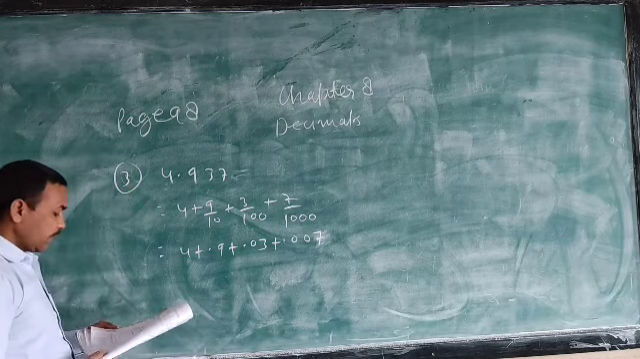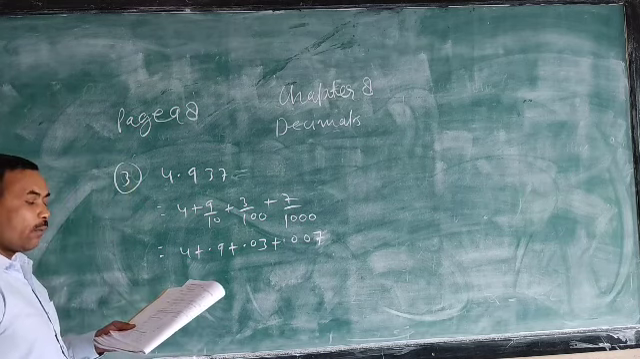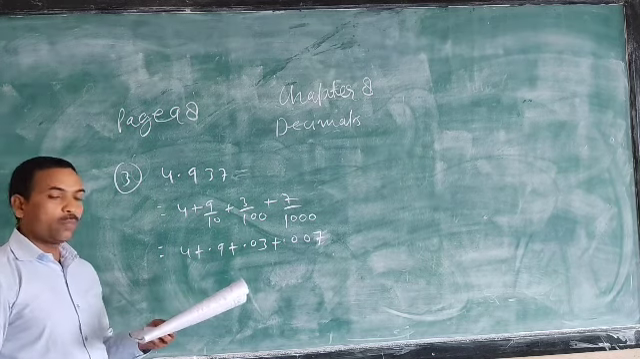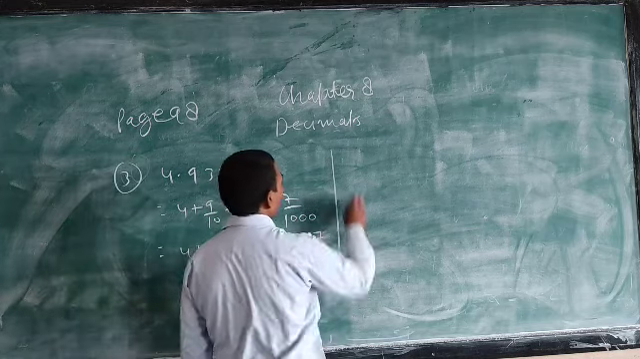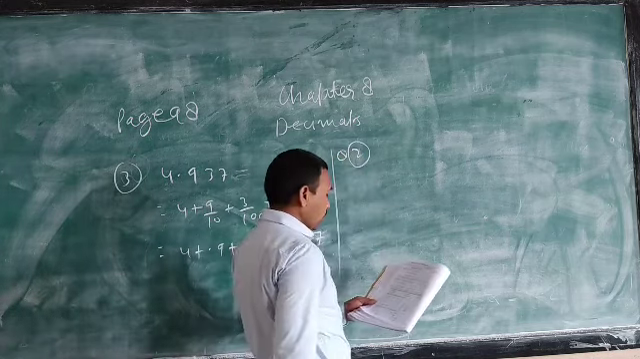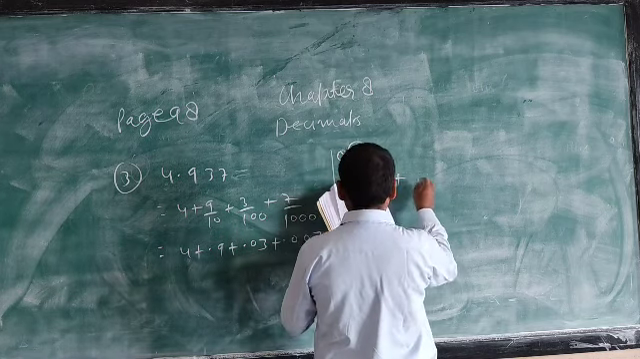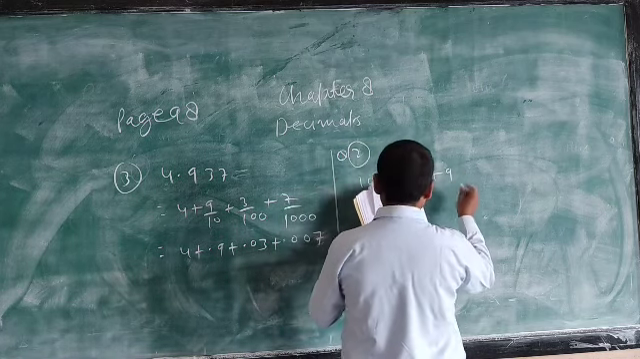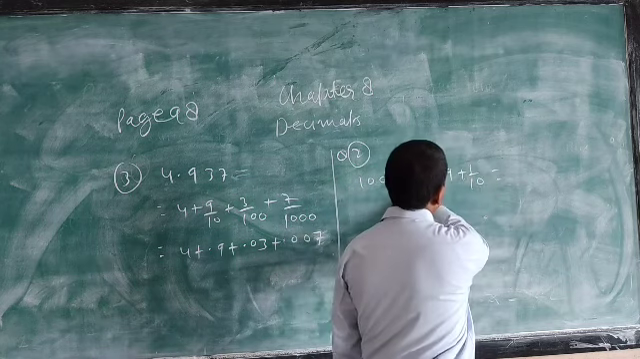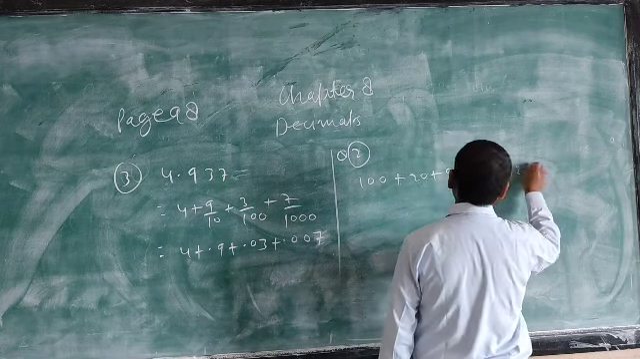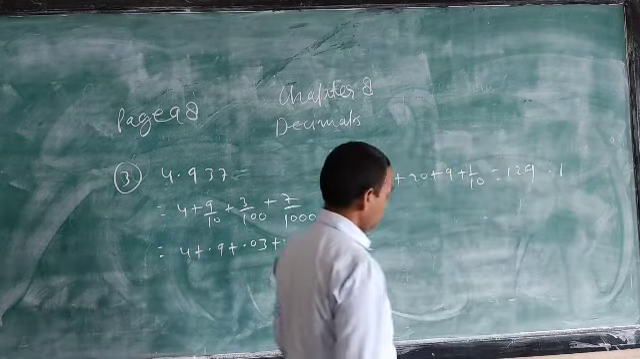I hope you understand. And the next question you can do by yourself. Write the following in decimal form. Here standard form was given. You have to write the decimal form only. Second one, question number second, you can see from the book. Write the following in decimal form. Suppose this first question: 100 plus 20 plus 9 and plus 1 by 10. So 100 plus 20 plus 9 is 129 and in decimal form this 0.1.